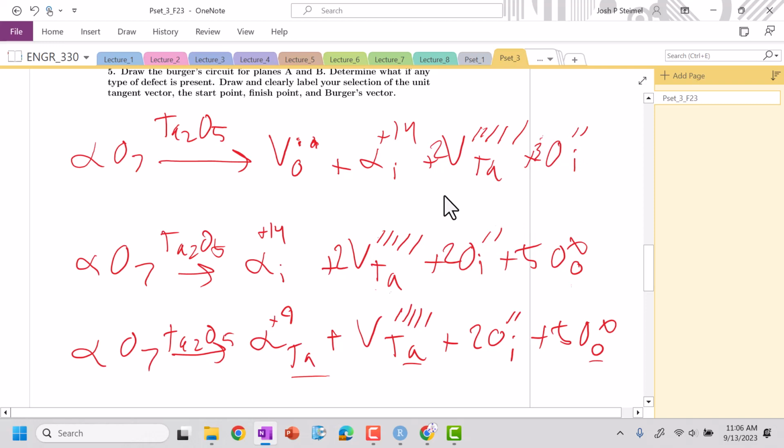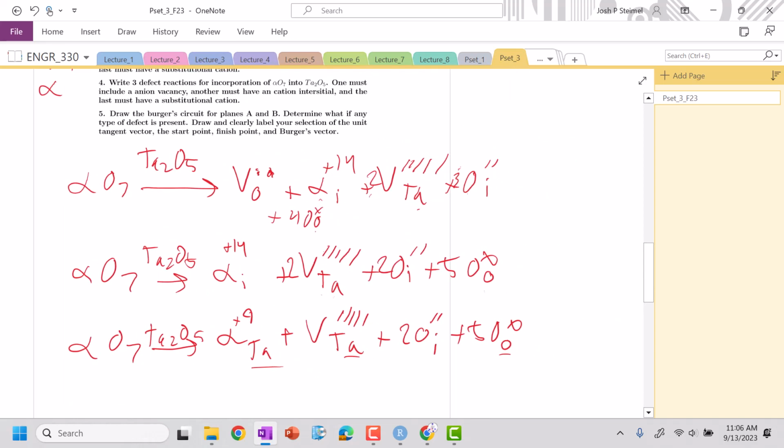So let's count them up. I need alpha, so I need plus 4 oxygens. So that means, let's do balance. Alpha, oxygen 3, 7, good. Let's go down. Tantalum 2, and then oxygen here 4, but oxygen there. Got it. All right, draw the Burgers circuits for the planes.